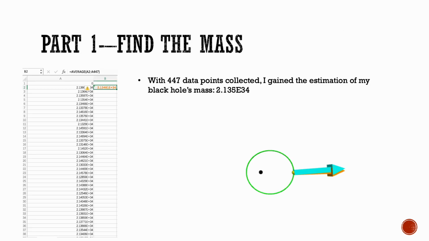In part 1 of the experiment, we are required to find the mass of the black hole, and with 447 data points we collected, I gained the final mass of the black hole. And here, the system is the planet, which is the one orbiting around the black hole, and the surrounding is the black hole, which applies a gravitational force to the planet to make it orbit around the black hole.